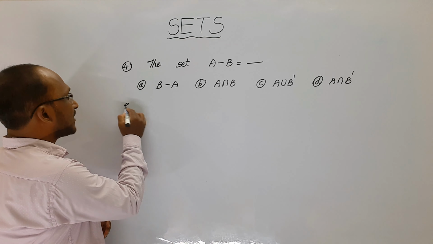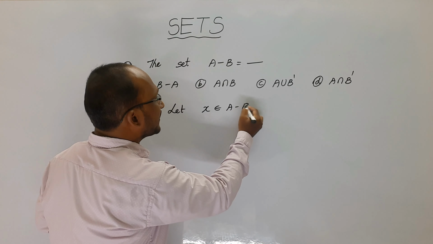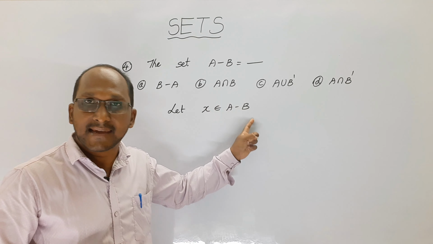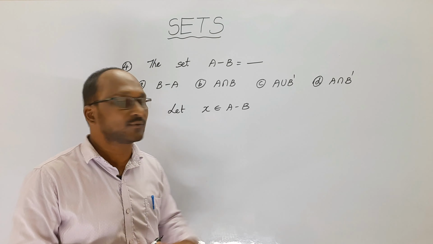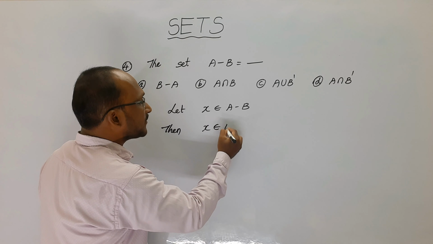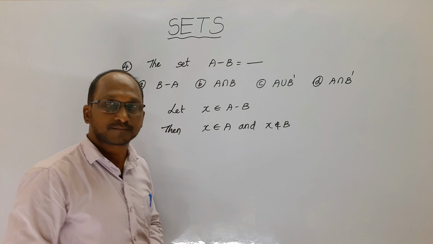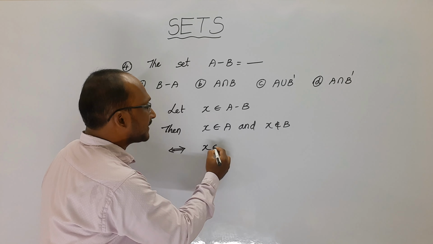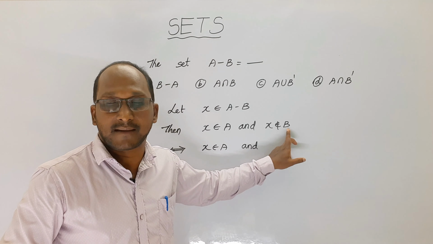For that, first we have to consider the element x in the given set A minus B. Here, the element x represents any element in the set A minus B. Now, by the definition of the difference of two sets, we can define this one as x belongs to A and x does not belong to B. It implies that x belongs to A and x does not belong to set B.